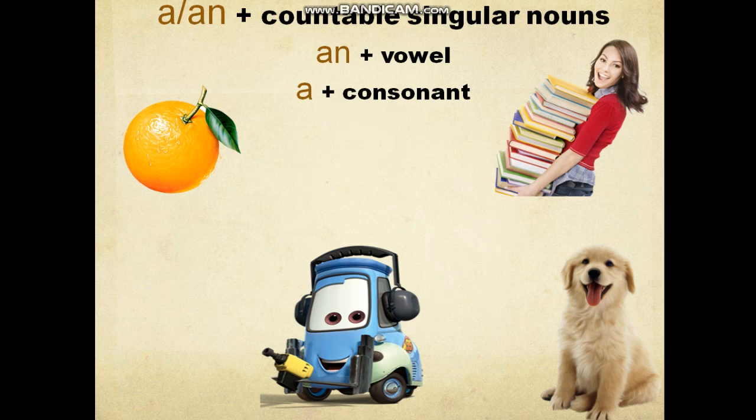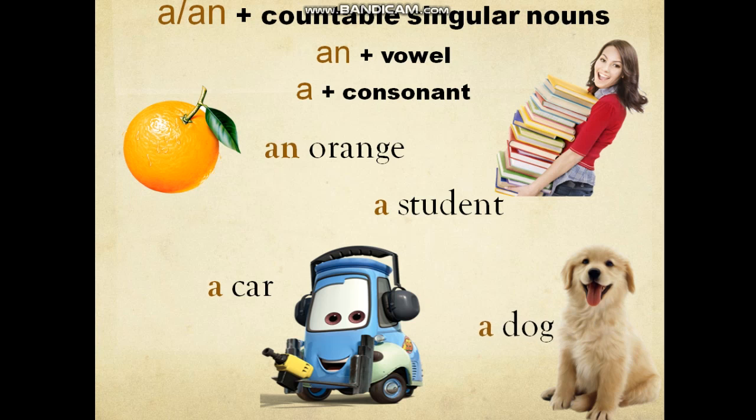So, for countable singular noun, we use a or an. The difference is an is for vowel, example an orange, and a for consonant, example a student, a car, and a dog.